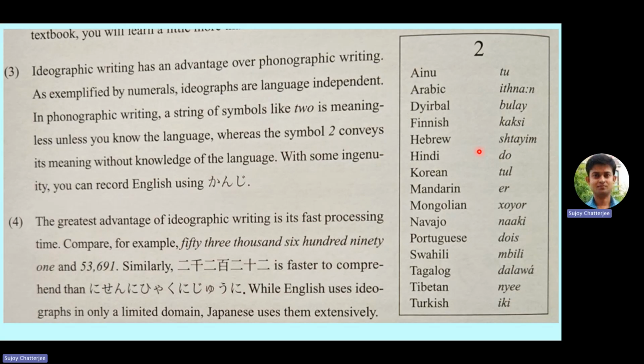Next, ideographic writing has an advantage over phonographic writing. As exemplified by numerals, ideographs are language independent. In phonographic writing, a string of symbols like "two" is meaningless unless you know the language, whereas the symbol "2" conveys its meaning without knowledge of the language. With some ingenuity, you can record English using kanji.